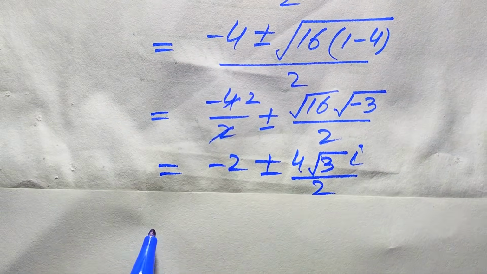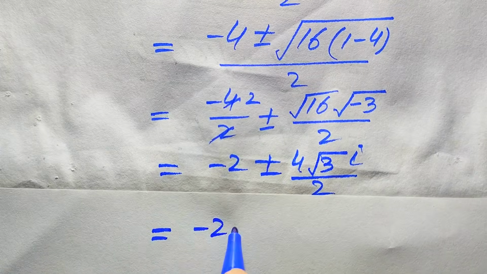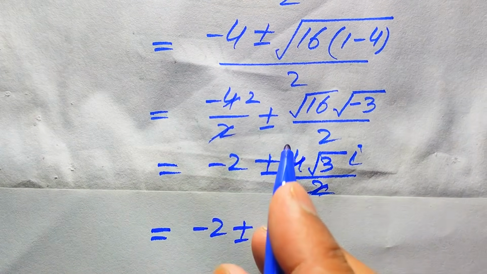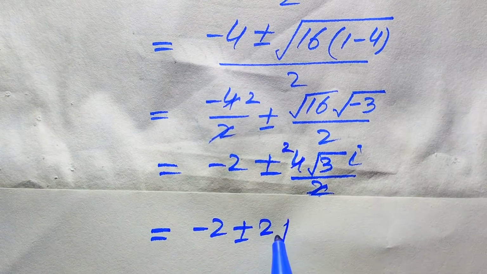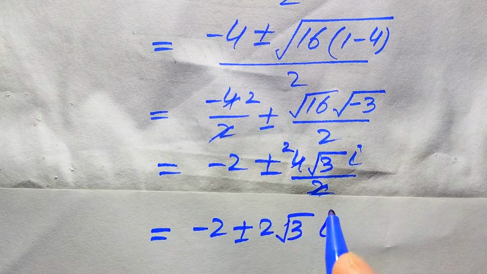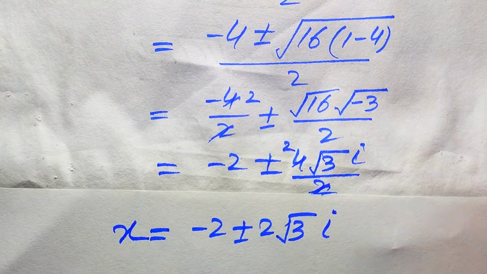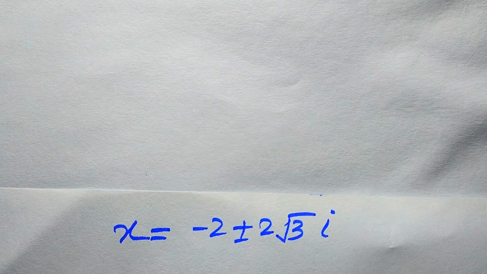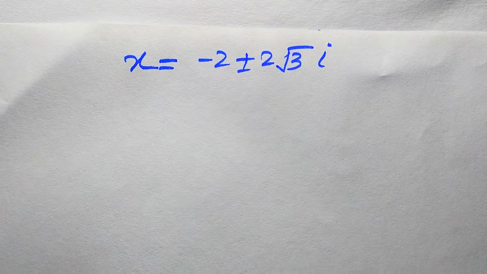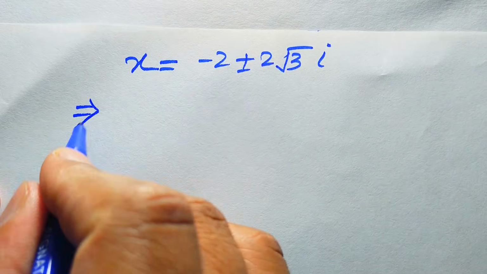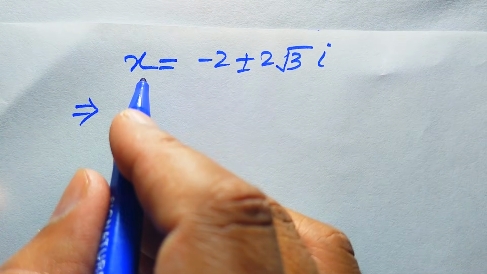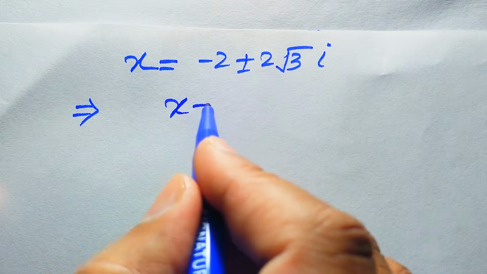And further in the next step we have minus 2 plus minus, this is 2 times 2 becomes 4, and we get here 2 times square root of 3 into iota. And here further, we need to move backward and substitute the value of x. So in the start of the problem we took x equal to t squared.